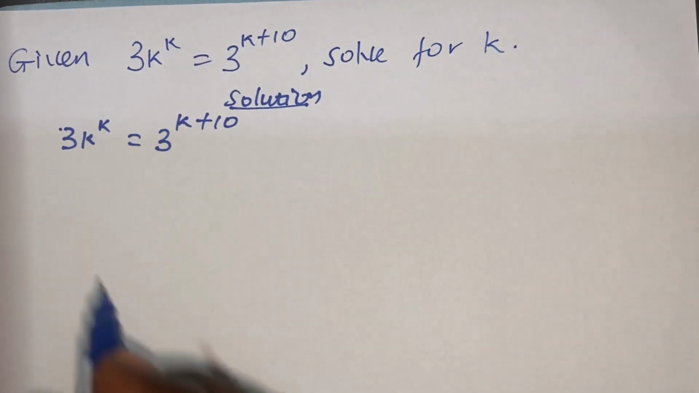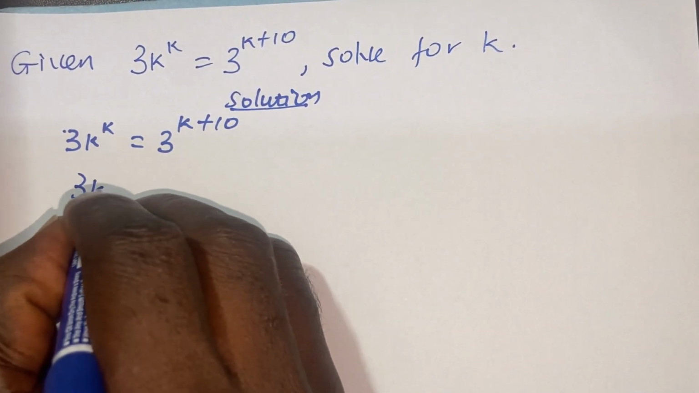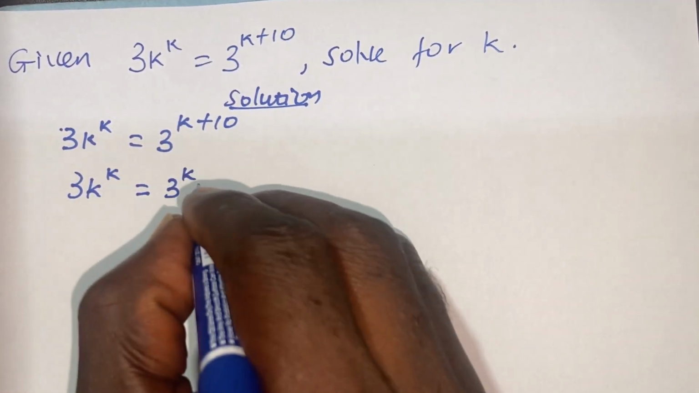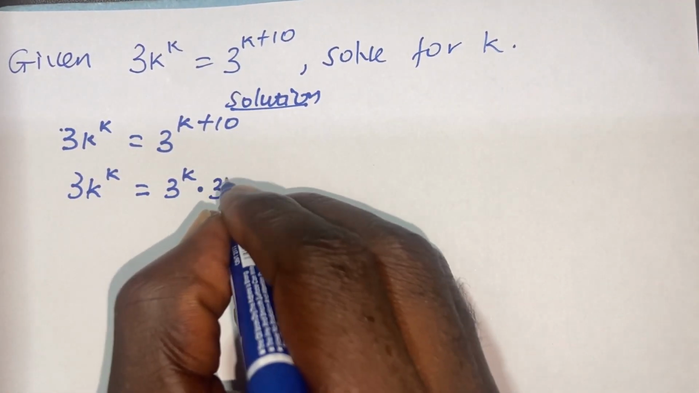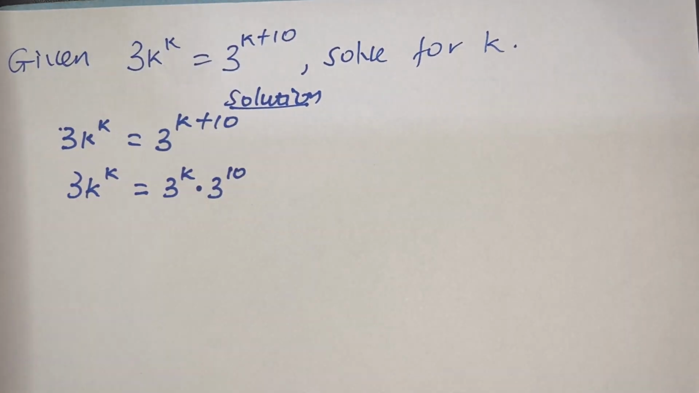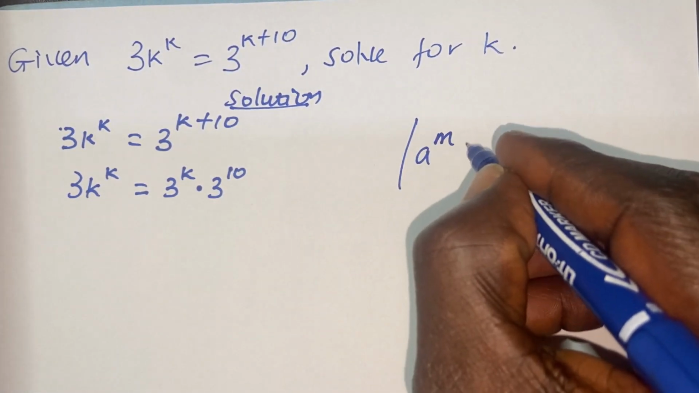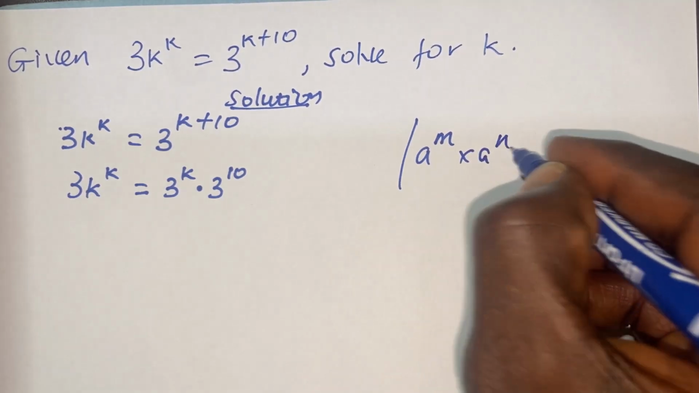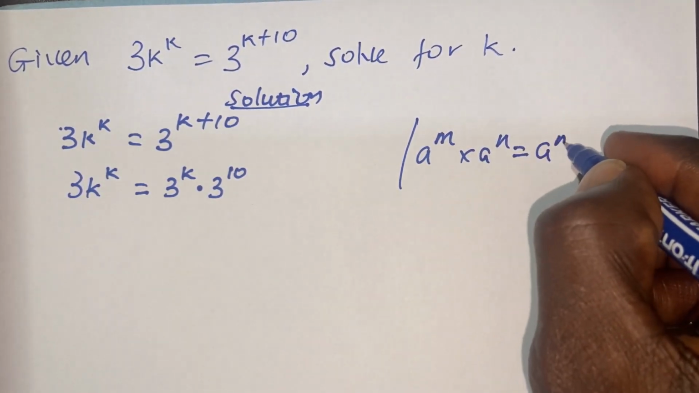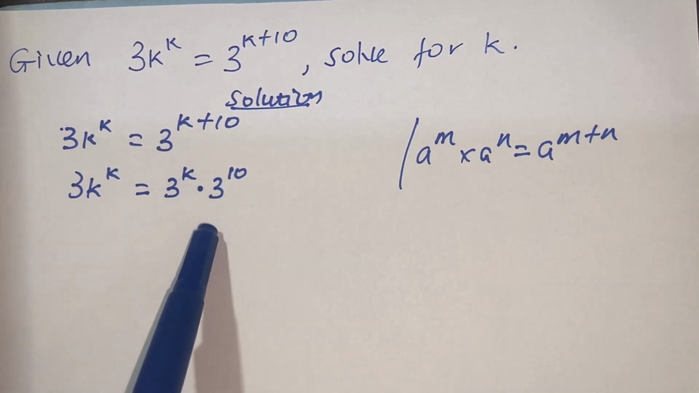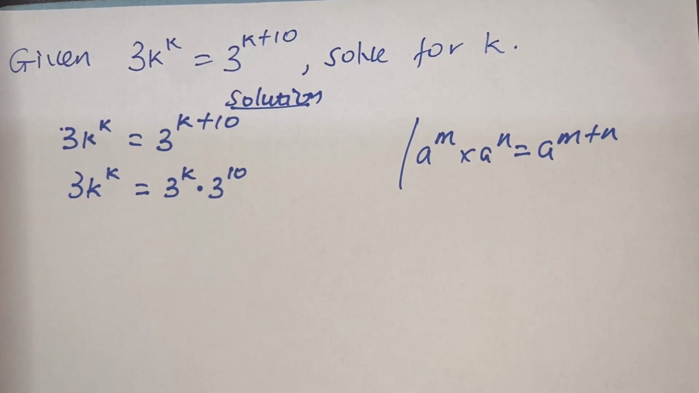This can be written as 3k to the power k equals 3 to the power k multiplied by 3 to the power 10. That is as a result of a raised to the power m times a raised to the power n, which is equal to a raised to the power m plus n. So from this, you are writing 3 to the power k multiplied by 3 to the power 10.